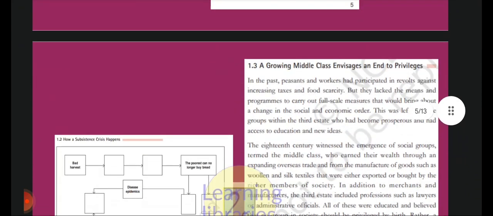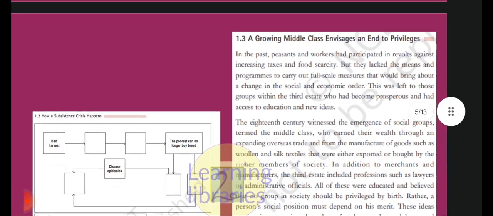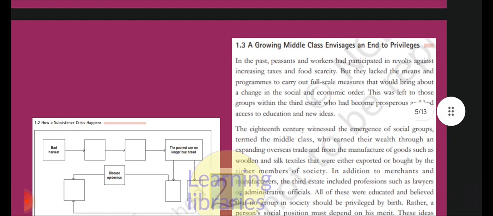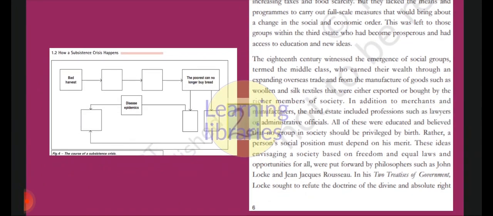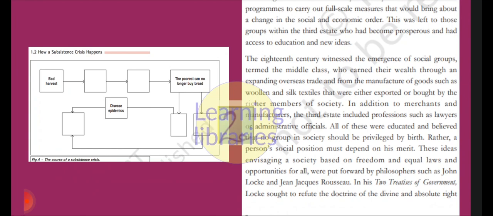So again, you can see how a subsistence crisis happens. How did this happen? How did people come to a situation where they have to think about even one time meal? Basically, there was a bad harvest. Crops were failing because of lack of rain, or even too much rain, and it was resulting in a bad harvest.